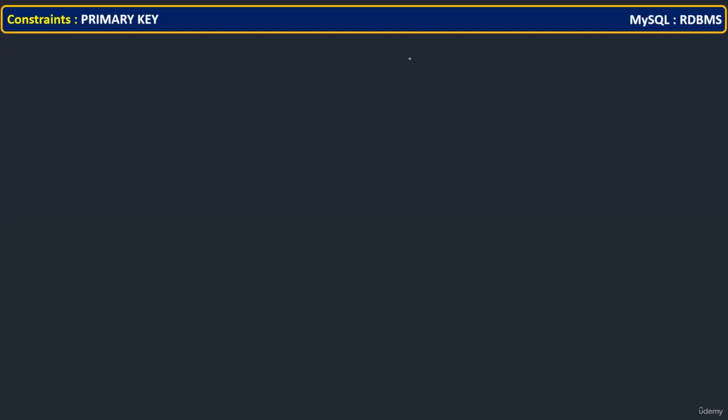Hi. So now let us see a very important constraint. Most of the tables are definitely going to have that. That is actually the primary key. Okay, so what is the primary key?